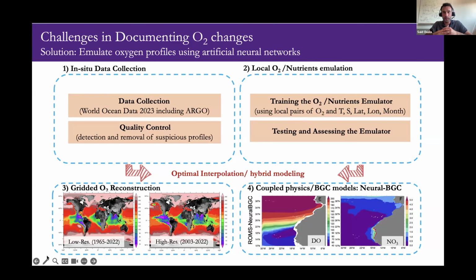I will go back to this in the next couple slides, but the idea of the second step is to have these neural network models trained and validated so that we can use them both for gridded products generation using optimal interpolation. And here we have two different products with two different resolutions, and we'll explain why we have this. And the last step, or the other application, I must say, is to couple this neural network emulator with a physical model in order to run coupled physics-BGC based simulations.